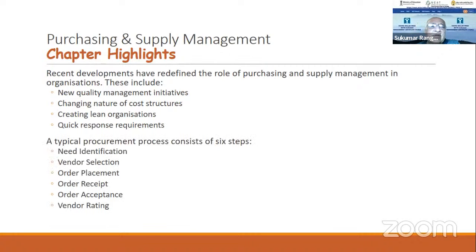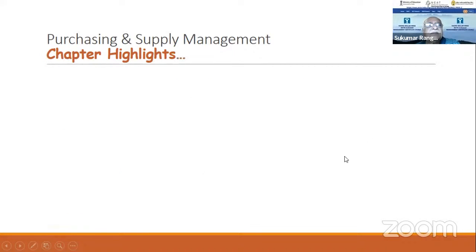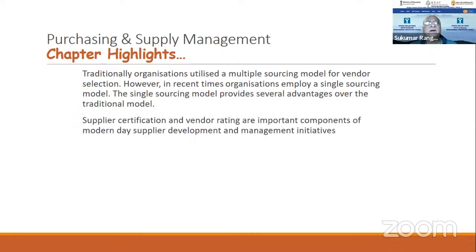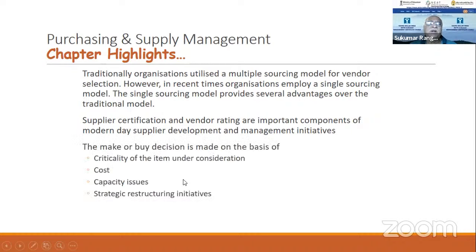A typical procurement process consists of 6 steps. We saw that in the detailed flow diagram. Need identification, vendor selection, order placement, order receipt or material receipt, material acceptance or goods acceptance, and vendor rating process. Traditionally, organizations utilized a multiple sourcing model for vendor selection. However, in recent times, organizations employ a single sourcing model. The single sourcing model provides several advantages over the traditional model. Supplier certification or vendor rating are important components of modern day supplier development and management initiatives.